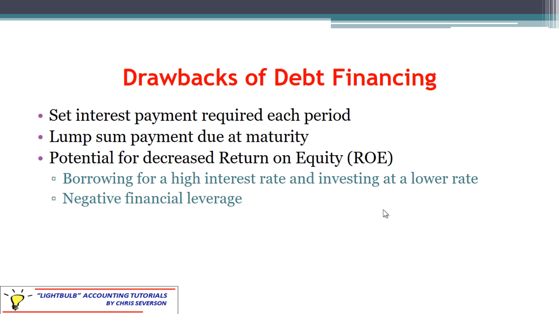A big drawback for debt financing is the flip side of what we just talked about. There's the potential for decreased return on equity as well. If you borrow at 5% and you're only able to generate a 3% return, you're losing money with every dollar you've borrowed. That's called negative financial leverage.